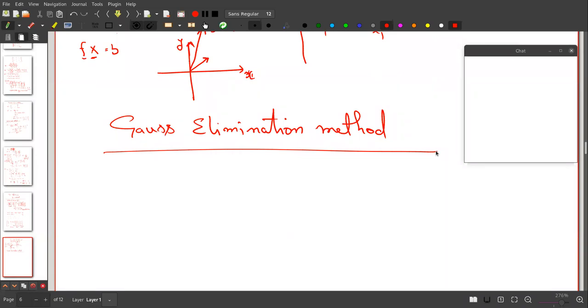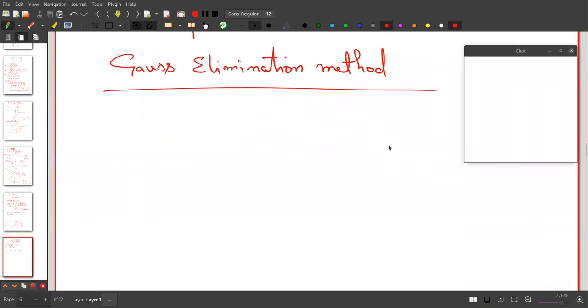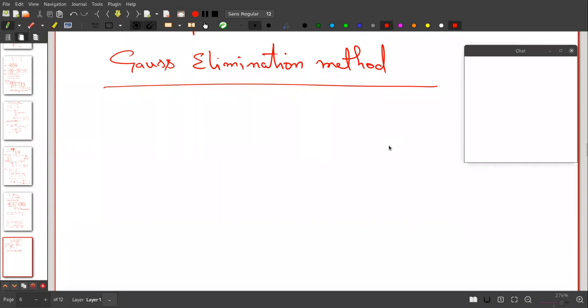Augmented is one with all the elements, the equation and values on each one, right? Yes, Shivani, yes. So yeah, Gauss elimination method.